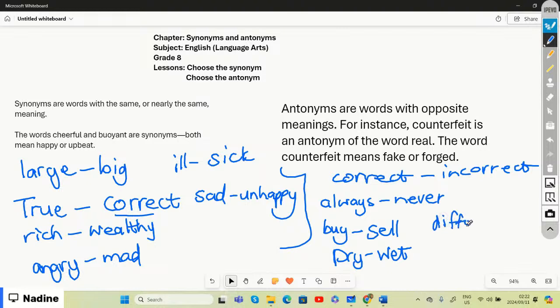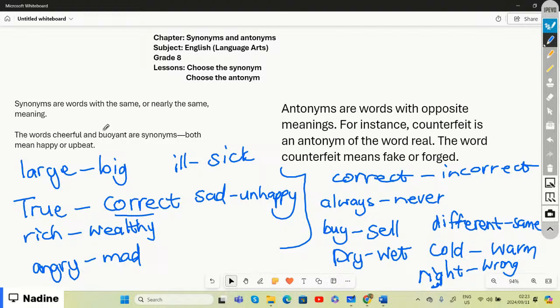Different. The opposite of different is the same. And then we have cold, and the opposite of cold is warm, and the opposite of right is wrong. So these are but a few examples of synonyms, which you said are words with the same meaning or nearly the same meaning. And here are a few examples of antonyms, words with the opposite meaning, right? And there we made a few examples of both of them.